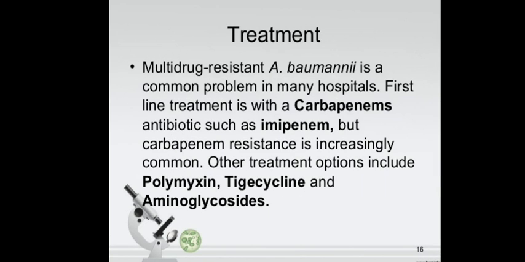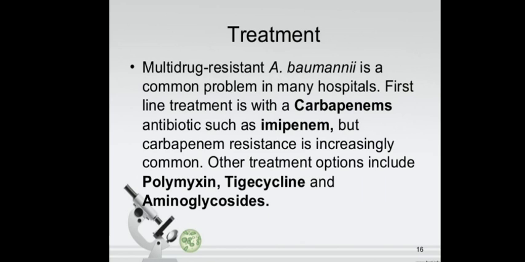Now, which type of treatment can be supplied to cure the infection caused by Acinetobacter? As we have discussed earlier, they are multiple drug resistant, and this is the big problem for the treatment of the disease caused by Acinetobacter. Generally, Acinetobacter baumannii is a big problem in many hospitals. In different types of hospitals, the infection caused by Acinetobacter is a major problem.